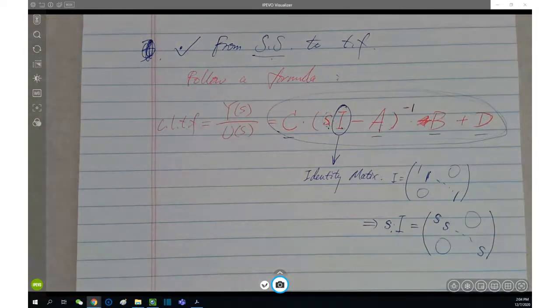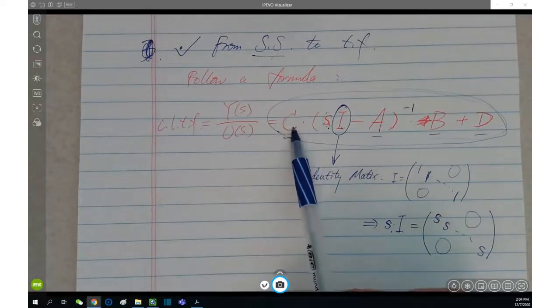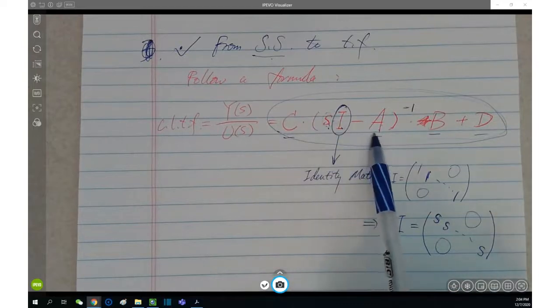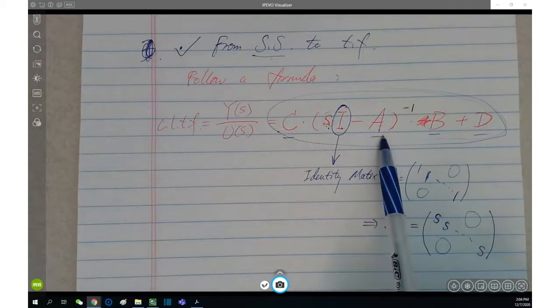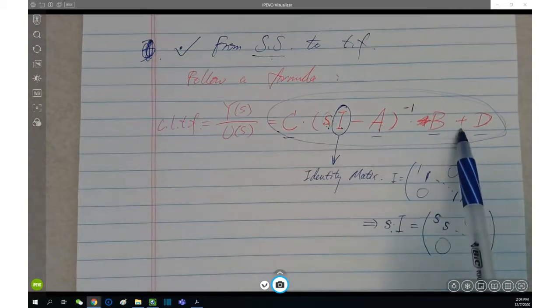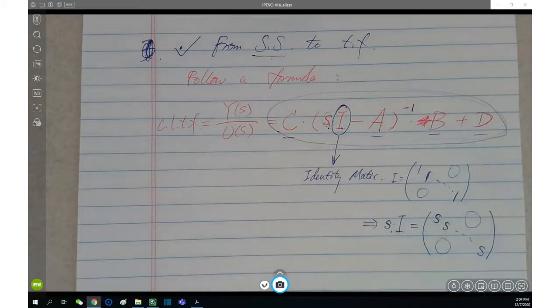Here, Kevin wants to make sure the equation is here. So the matrix C times the inverse matrix of sI minus A, and then further times matrix B, and then at the end plus matrix D. Okay, this is the equation.